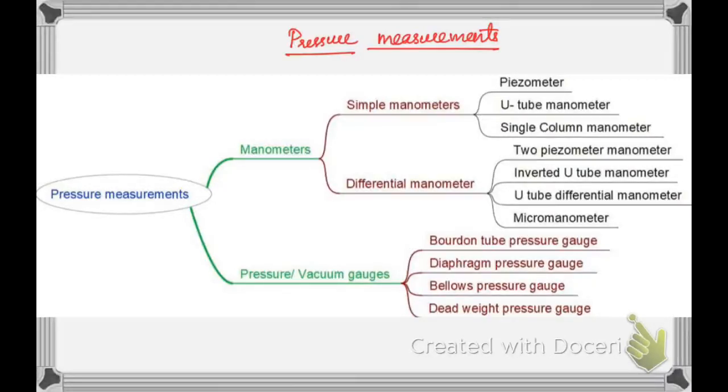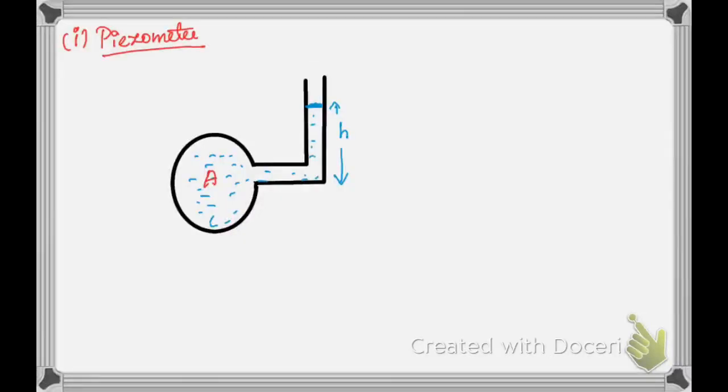First we will see the piezometer. So what is this piezometer? The piezometer is the simplest form of manometer, and it is mainly used for measuring gauge pressures. One end of this manometer is connected to a point where we have to measure the pressure, and the other end is left open to the atmosphere. The rise in the liquid gives the pressure at that particular point.